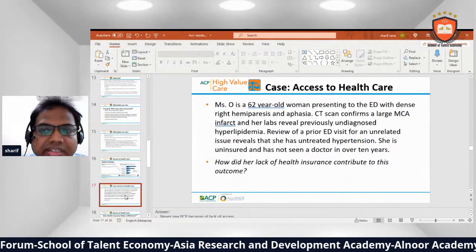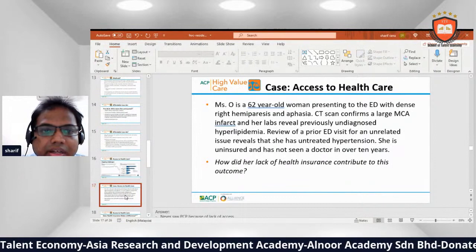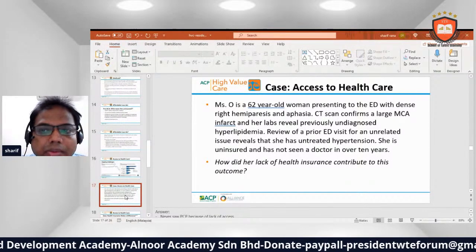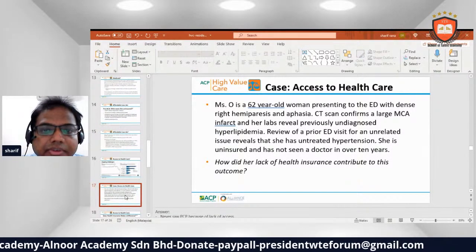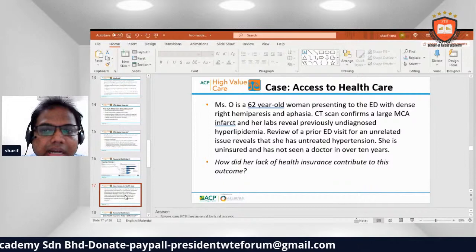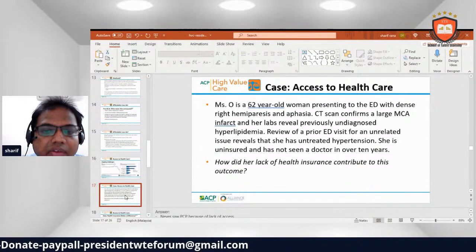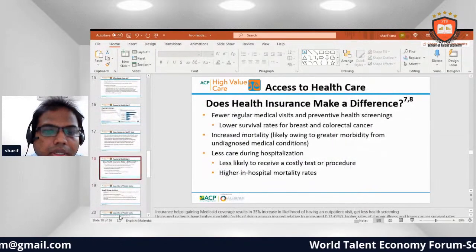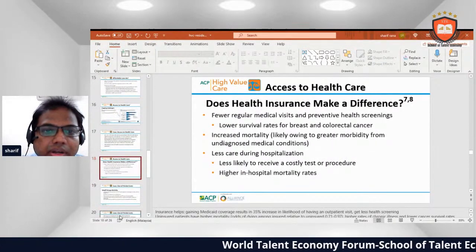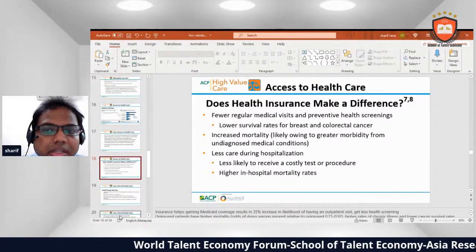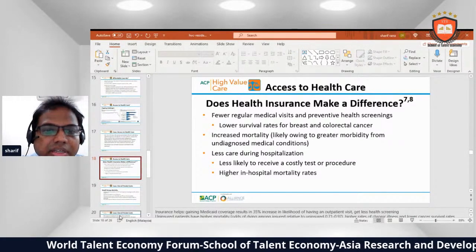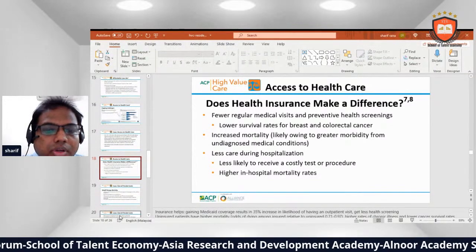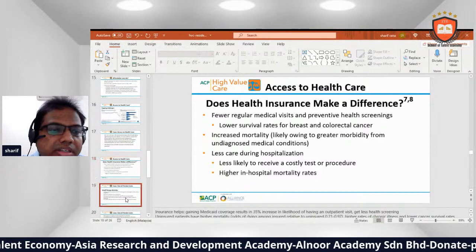A 62-year-old woman presents to the ED with dense right hemiparesis, and a CT scan confirms a large MCA infarction. Her labs reveal previously undiagnosed hypertension. How did her lack of health insurance contribute to the outcome? Does health insurance make a difference? The uninsured have fewer regular medical visits and less preventive health screening, lower survival and increased mortality, receive less care during hospitalization, are less likely to receive costly tests or procedures, and have higher in-hospital mortality rates.